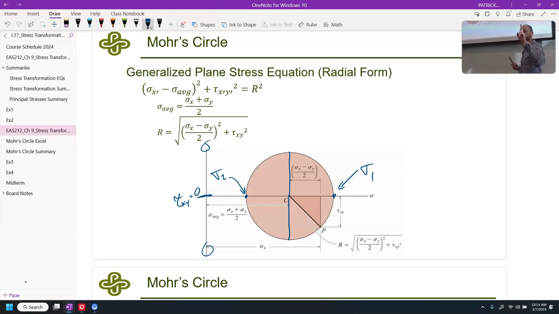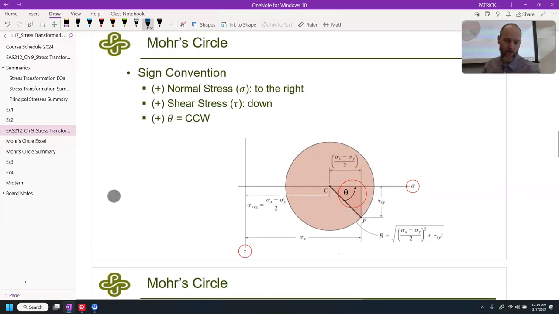So really, by knowing those two values, your average normal stress on your differential element and then computing that radius term, you can solve for all the critical things that you want to solve for. Questions on that basic concept? Okay, so that's the starter there.